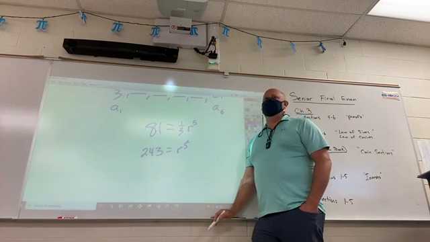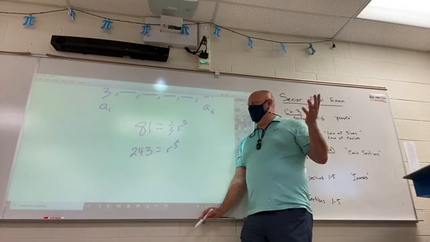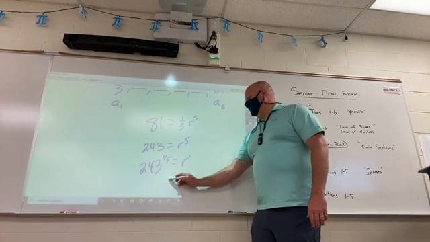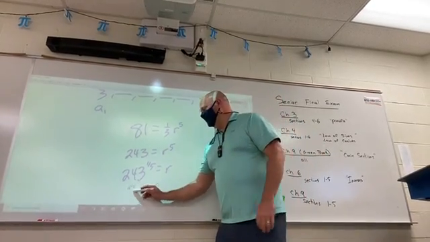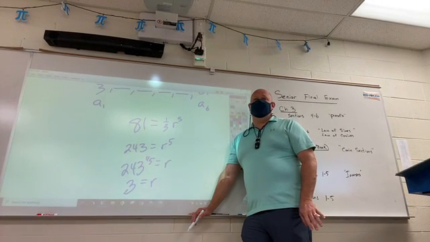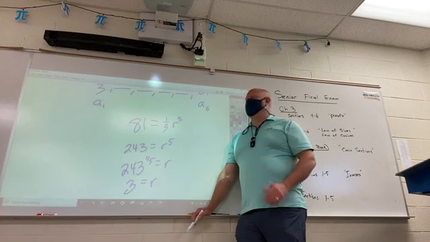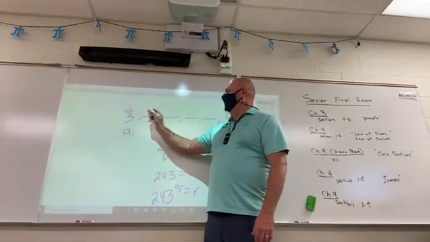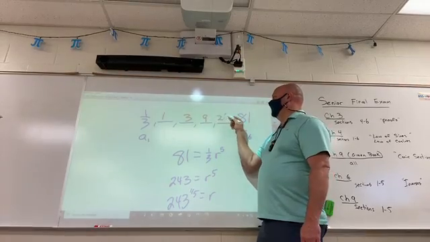And then, what? 5th root. What's the easy way to type that in your calculator? 243 to the 1/5. And what is r? 3. Is it plus or minus 3? No. Why? Because 5 is an odd number. It's an odd root, not an even root. So, all I have to do is times by 3. What's 1/3 times 3? 1 times 3 times 3 times 3 and times 3. Okay.